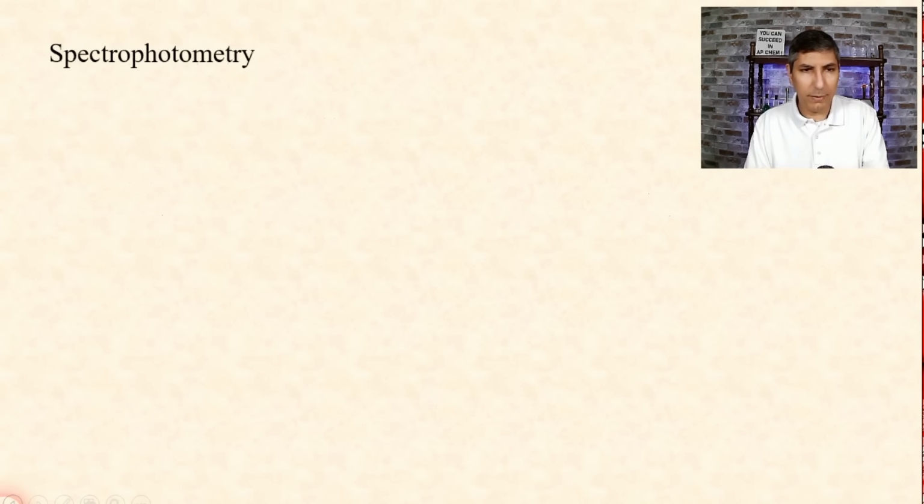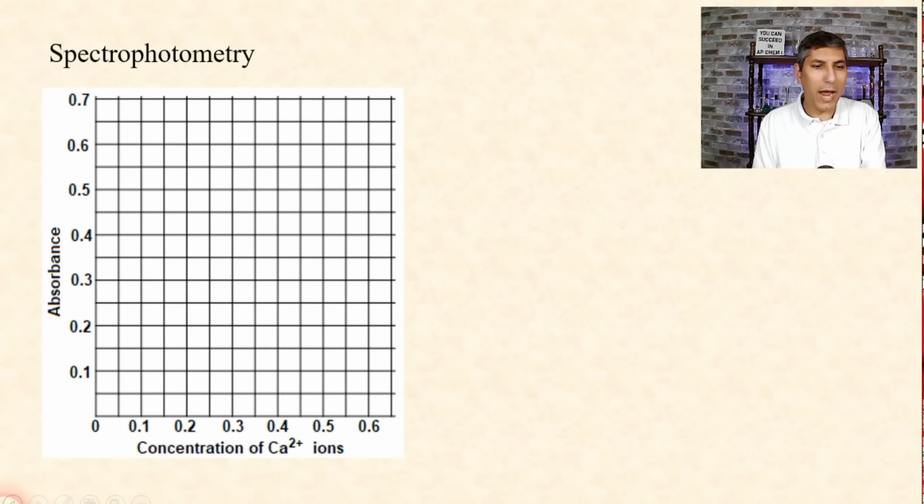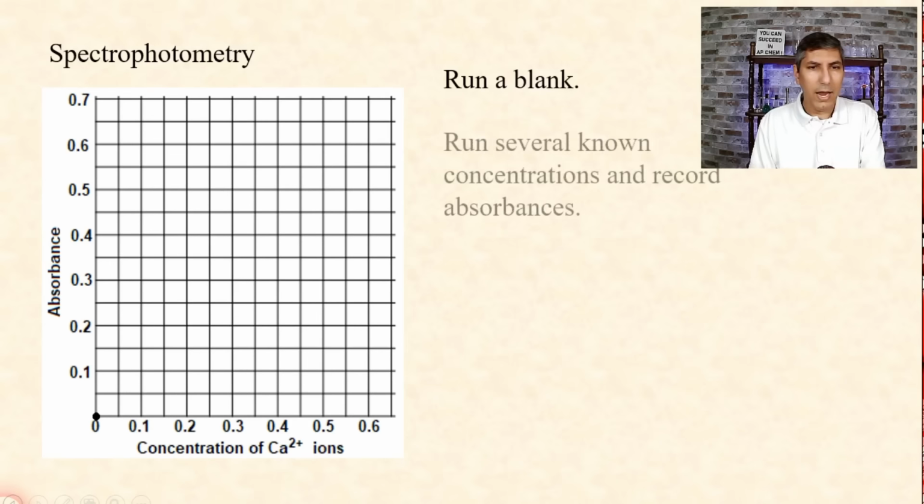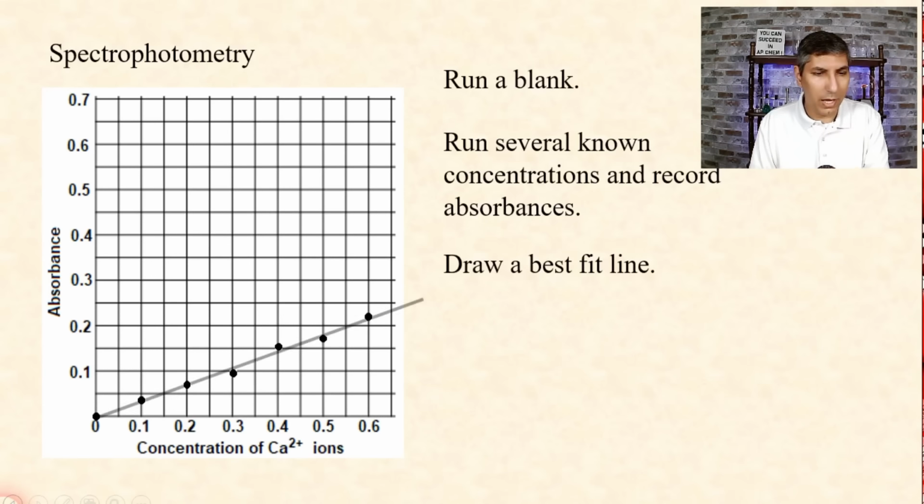Now let's take a look at spectrophotometry, because they're going to ask you something about this. The Beer-Lambert law is used to talk about spectrophotometry very often. Whenever you have a spectrophotometry problem, you're very likely going to have a graph like this. And we always run a blank, and then we run several known concentrations and we record those absorbances. So we just plot those there on the XY axis, and then we draw a best fit line. So a line that best connects, or best approximates, those points there.